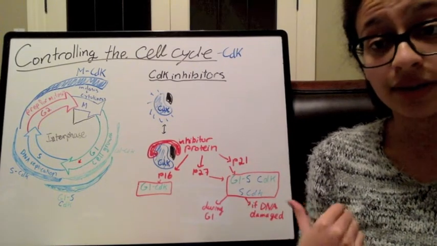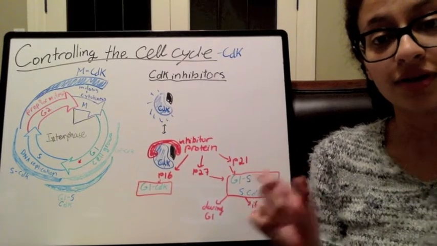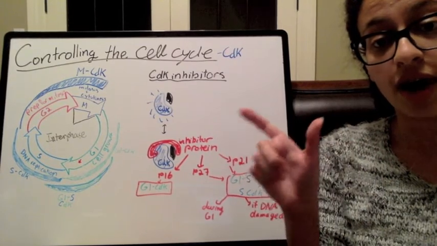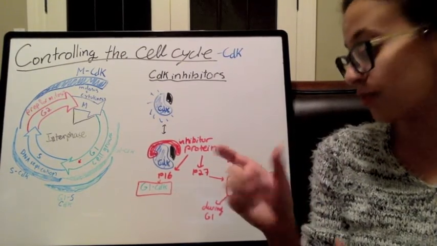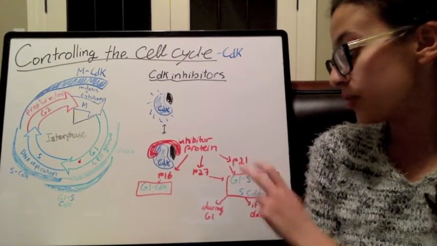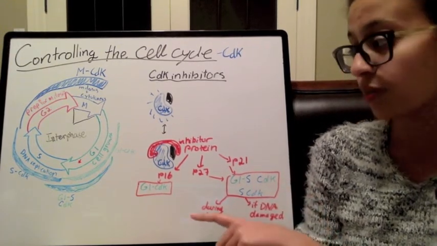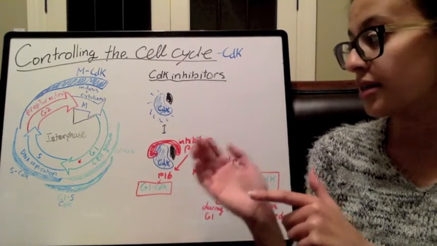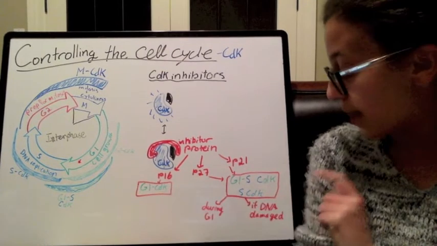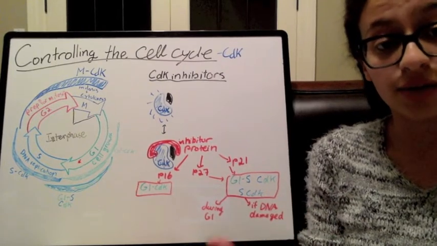P21 is regulated by the transcription factor P53, which controls the transcription of the P21 gene, which then results in the P21 protein. What P21 and P27 do is act on the G1/S CDK, which is what commits the cell to go into DNA replication, and S CDK, which is what actually helps in replicating the DNA during S phase.